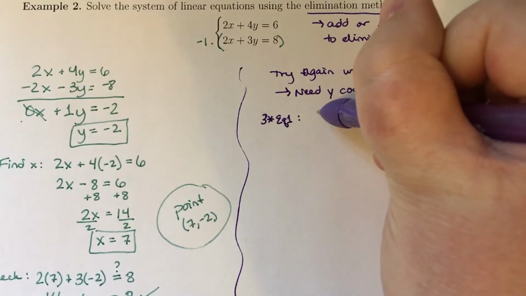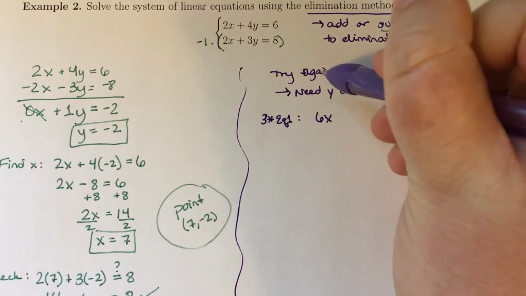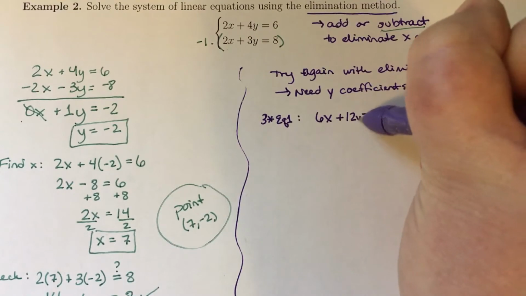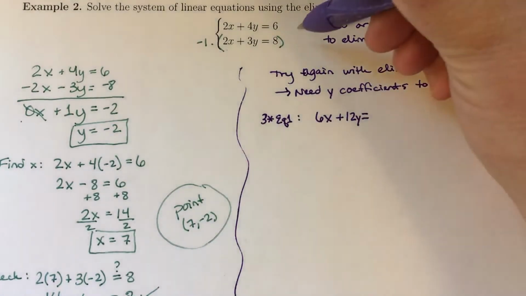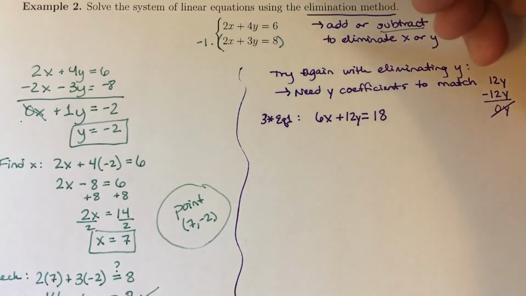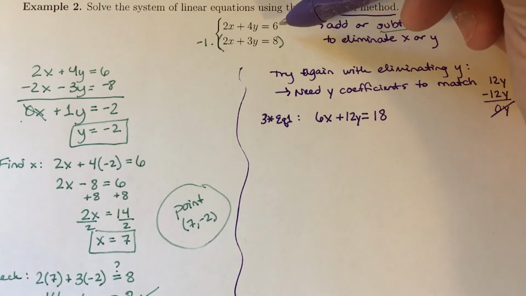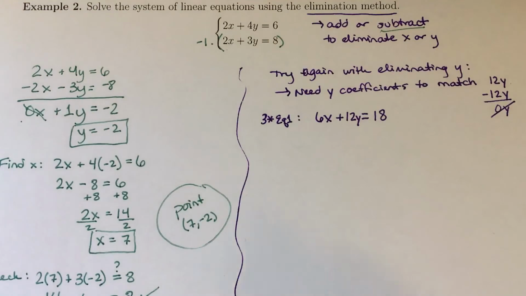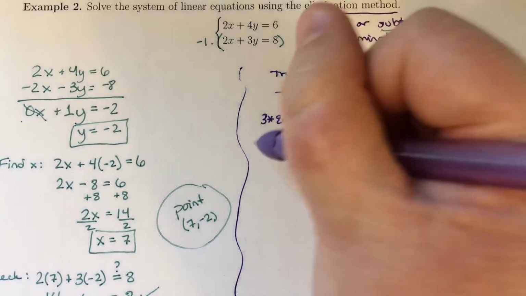So 3 times 2x is 6x. 3 times 4y is 12y. Oops, make sure to put the y in there. And 3 times 6 is 18. Make sure to also multiply the number. That's really easy to forget. We have to multiply everything by 3 to make it a valid equation, the same equation.